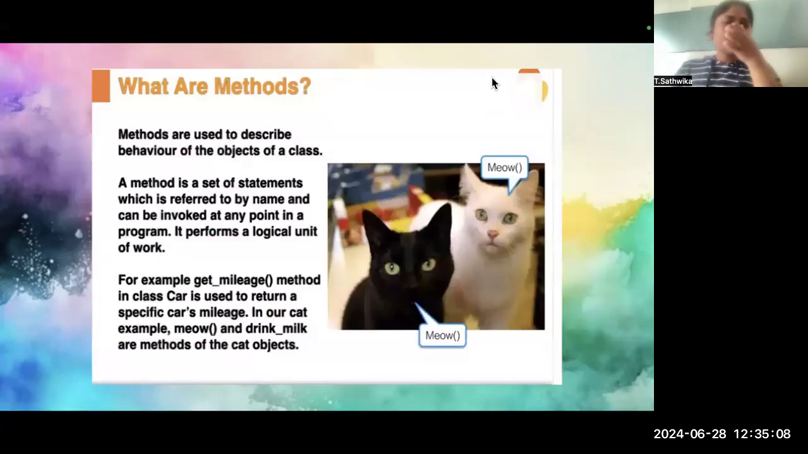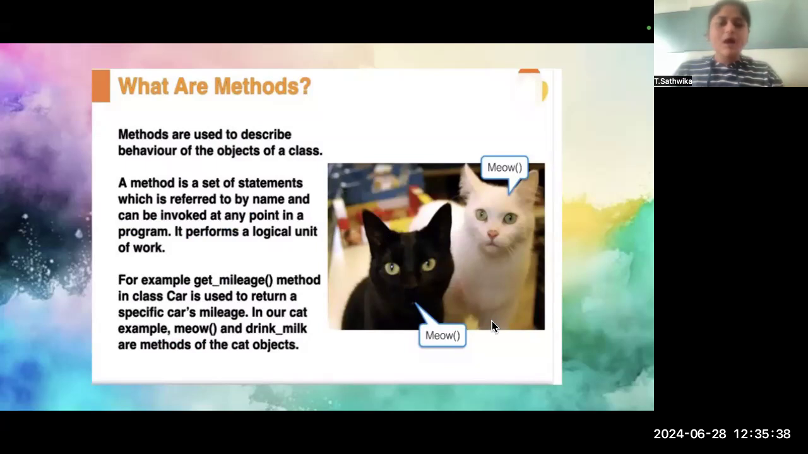Now, what are methods? Let's try to understand methods by considering the same example of a class cat. Methods are used to describe the behavior of the objects of a class, and a method is a set of statements which is referred to by name, and it can be invoked at any point in any program. It performs a logical unit of work. For example, the getMileage method in a class car is used to return a specific car's mileage.